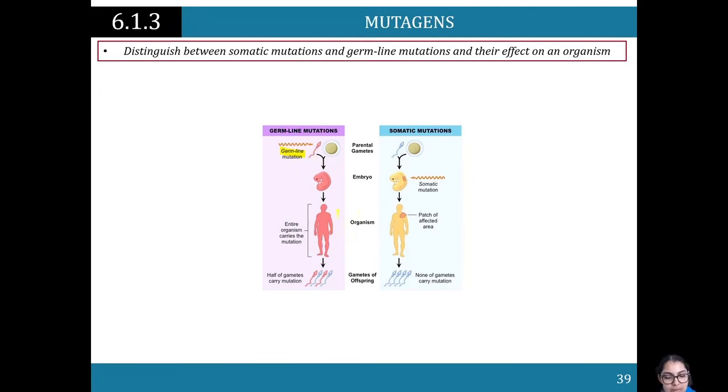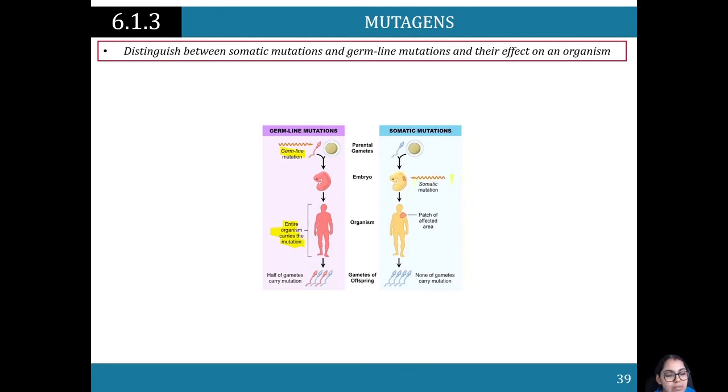fertilization occurs, there's an embryo, and the entire organism is going to carry that mutation. And because the entire organism carries that mutation, when that organism reproduces, half of their gametes will carry that mutation, which means that depending on whether it's a dominant or recessive allele, the offspring may have that mutation, because it's affecting the germ cells, it's affecting their sex cells.